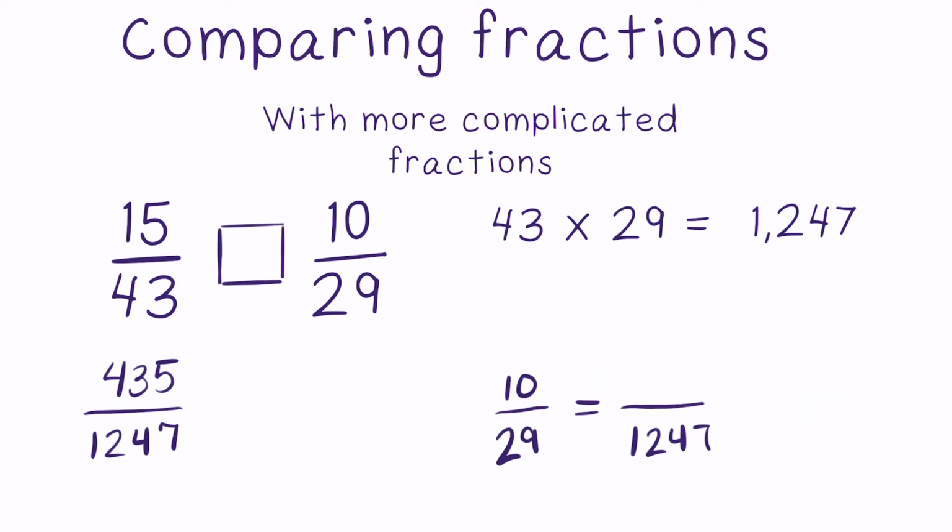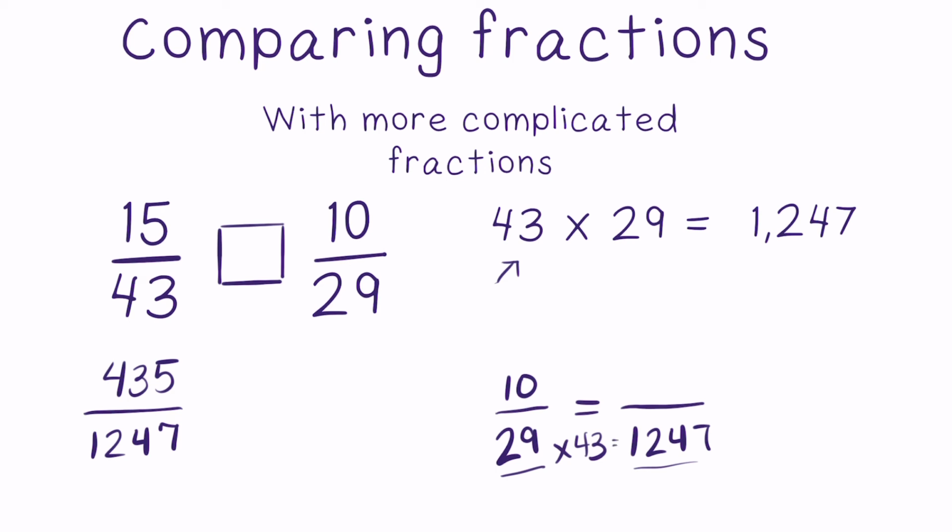Next, we have to take the second fraction that we're comparing here, which is 10/29ths, and we have to convert that fraction to the equivalent fraction using 1,247 for the denominator. So we have to determine how do we get the 29 to become 1,247. And the answer, if we look up at our equation up here, is we multiply it by 43, right? Our factors in our multiplication problem can be switched around to get the same answer. So 43 times 29 is the same as saying 29 times 43 as far as what answer we're looking for.